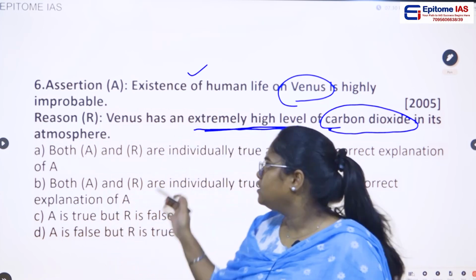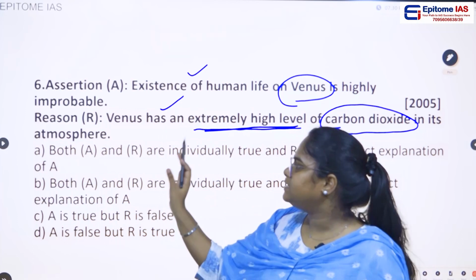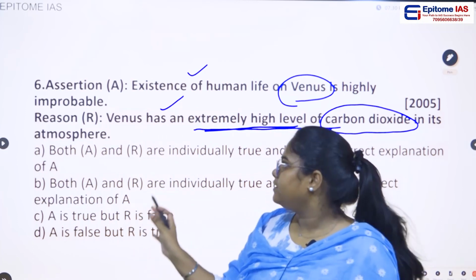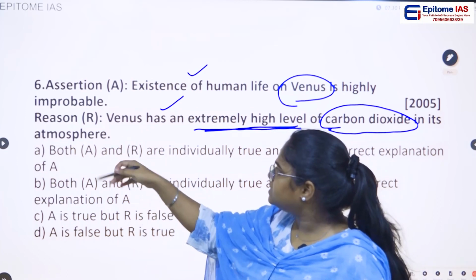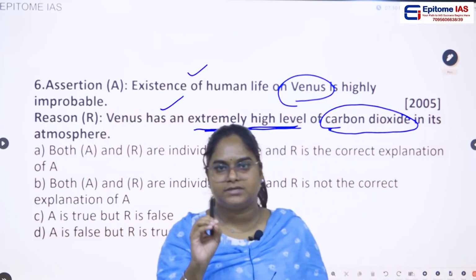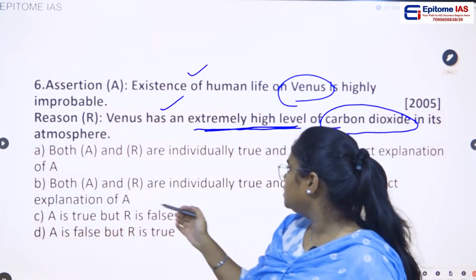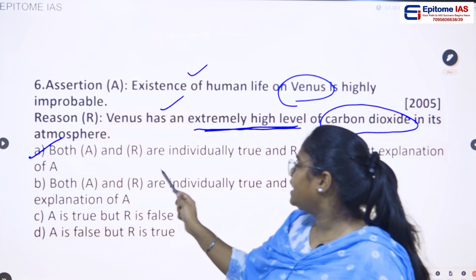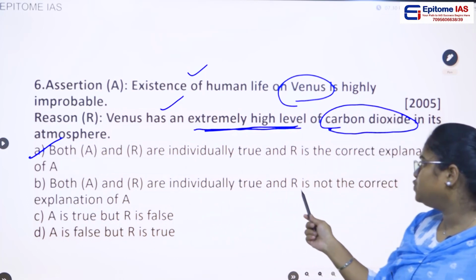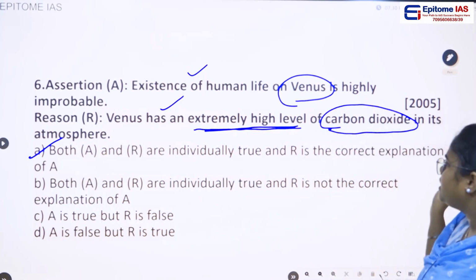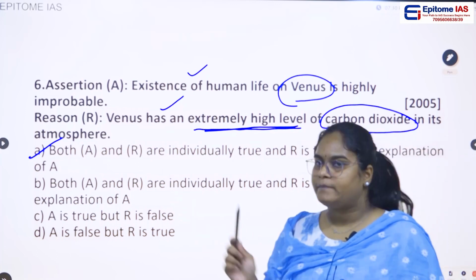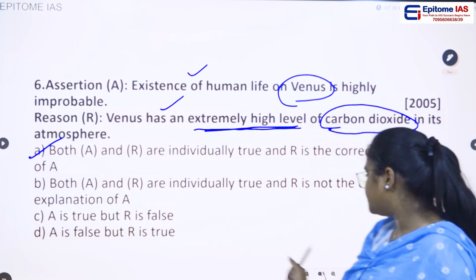So if you see here, both the assertion and the reason are correct, and the reason given here is the correct reason for the assertion. So what would be the correct answer? Both A and R are individually true, and R is the correct explanation of A. So option A is the correct answer.